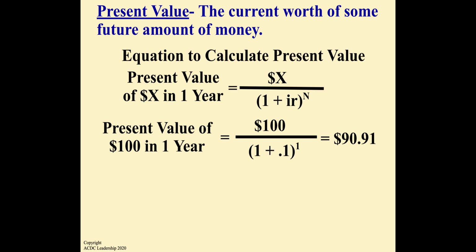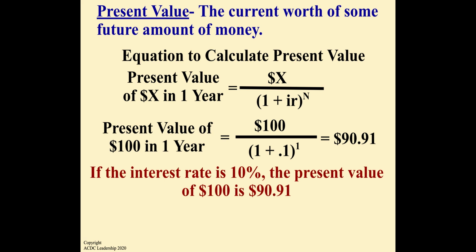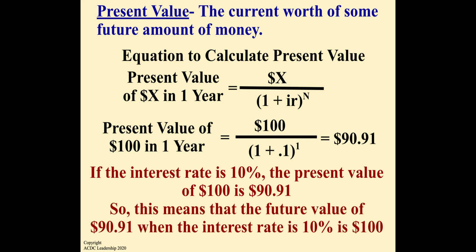$90.91. So if you're trying to figure out what $100 in a year will be worth, the answer is $90.91. If the interest rate is 10%, the present value of $100 is $90.91. So the future value of $90.91 when the interest rate is 10% will be $100.